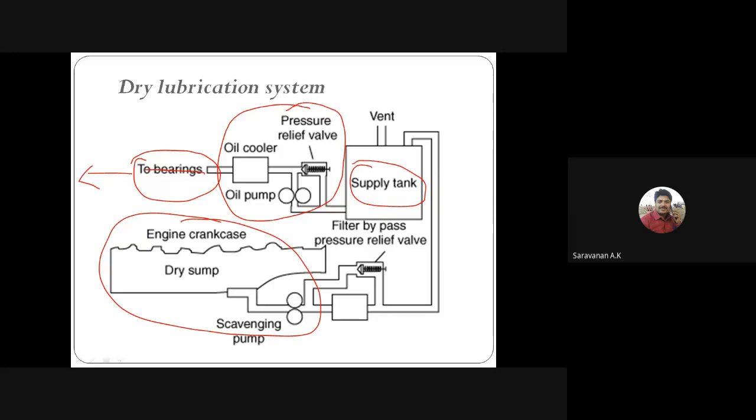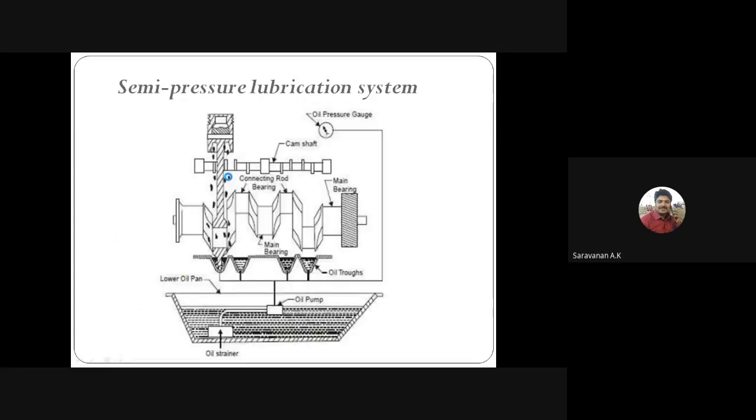The oil cooler reduces the temperature of the oil. Therefore, the dry sump lubrication system permits the use of thinner oils, which decreases the frictional resistance of the engine. The dry sump system is generally used for high capacity engines. So this is about the dry sump lubrication system. So for lubrication, we have three types.